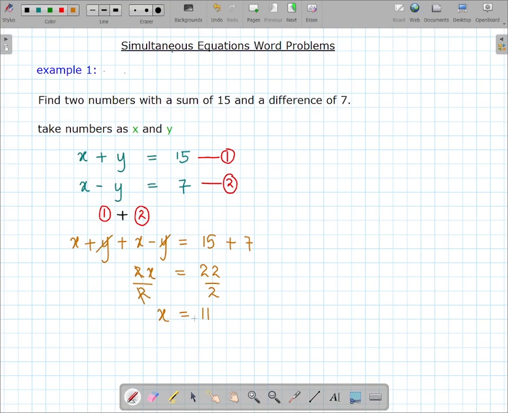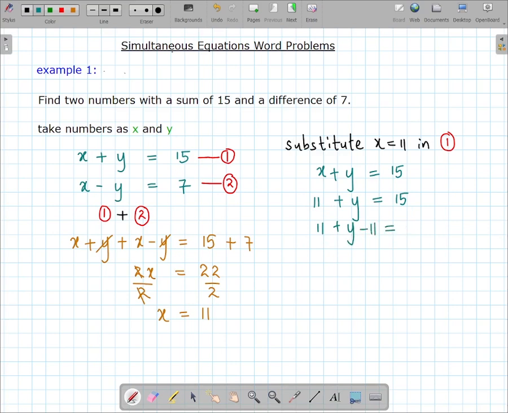Then substitute x equals 11 in equation 1. So I write the equation 1, x plus y equals 15. Then instead of x, I'm going to put 11. 11 plus y equals 15. Then remove 11, so subtract 11 from both sides. 11 plus y minus 11 equals 15 minus 11. Plus 11 minus 11 gone. y equals 15 minus 11, that is 4.